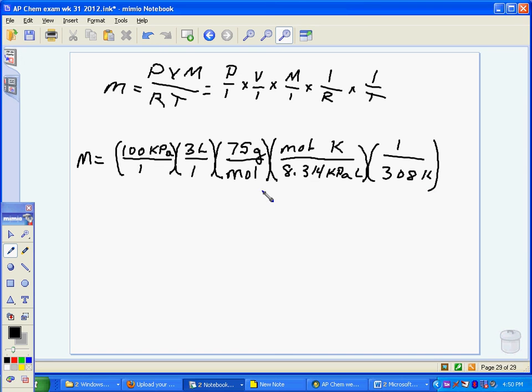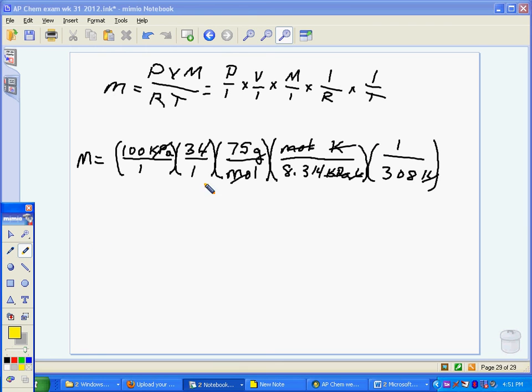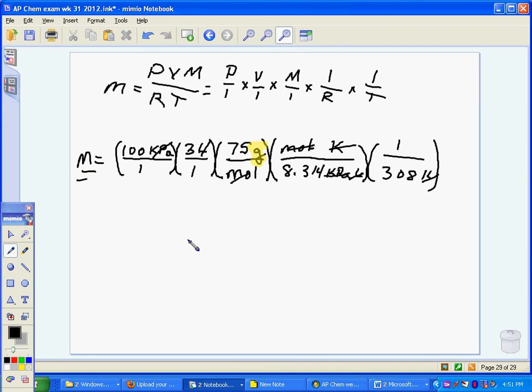Now, I'm not going to touch my calculator because I've got too many ways here that I could have screwed up. So I'm going to look at all my units and make sure I'm doing this right first. Kilopascal cancels kilopascal. Liter cancels liter. This mole cancels this mole. This Kelvin cancels this Kelvin. And I'm left with grams. So I say to myself, self, is that what I want? Do I want to be left with grams? And that is what I want.